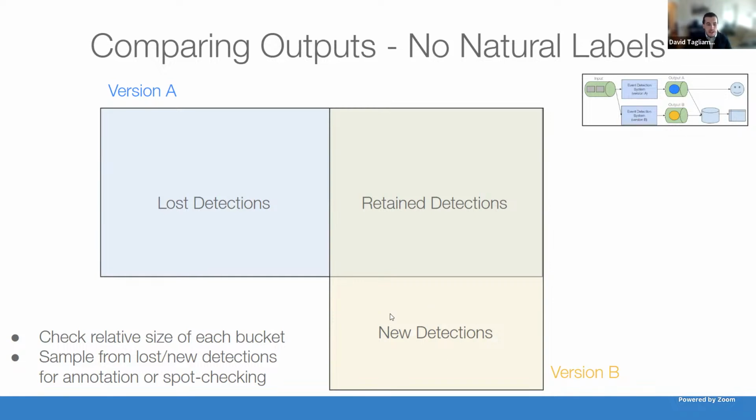And it's quite surprising that just looking at the relative size of these buckets usually helps a lot. So if you're training a new model to improve recall, let's say, and you see no new detections but only lost detections, that's a pretty good indicator that something's going wrong. And vice versa if you're trying to train a model to reduce false positives. So often just looking at these different buckets and their sizes, and then even sampling 5, 10, 15 examples from each of the lost and new detections, can help a lot in understanding what's changing with the model.